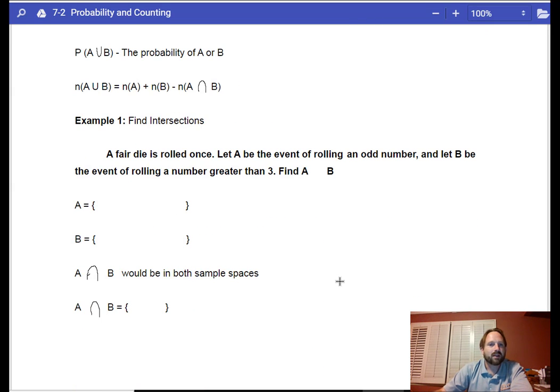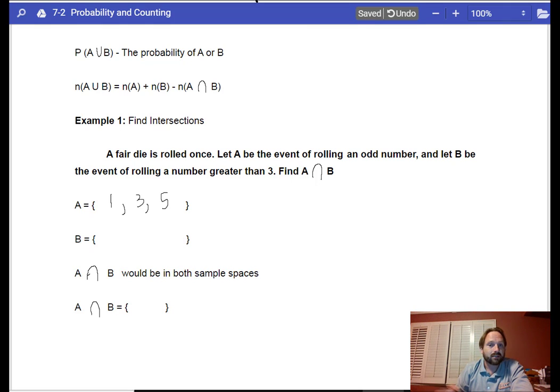So here's example 1. Finding intersections. A fair die is rolled. It doesn't say how many sides the die has, so we're going to pretend that it is a 6-sided die. Let A be the event of rolling an odd number, and let B be the event of rolling a number greater than 3. Find A intersect B. Give me a second. So it's asking to find the intersection of A and B. That means both. So what's an odd number? Well, that's not even. So the numbers are 1, 3, and 5, because the numbers are 1 through 6.